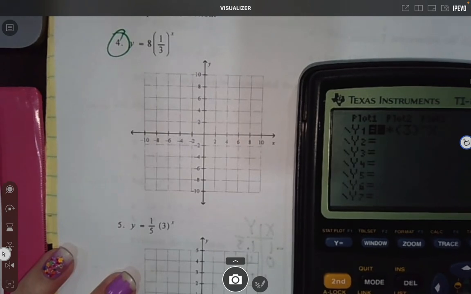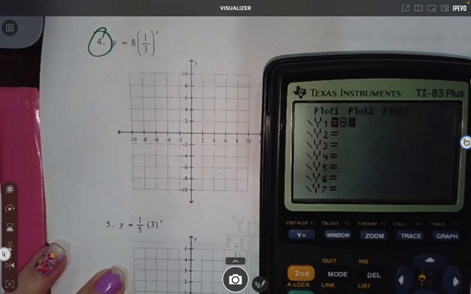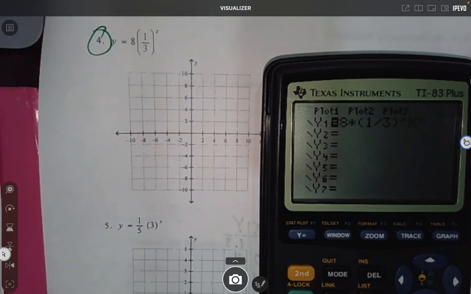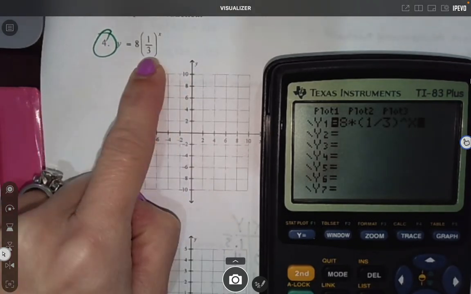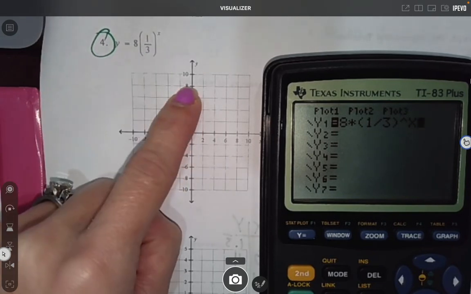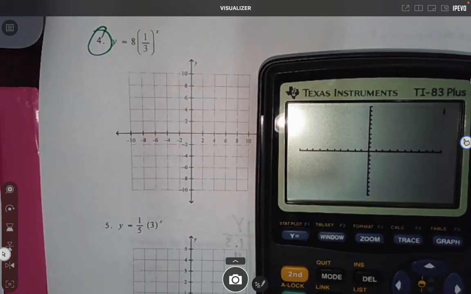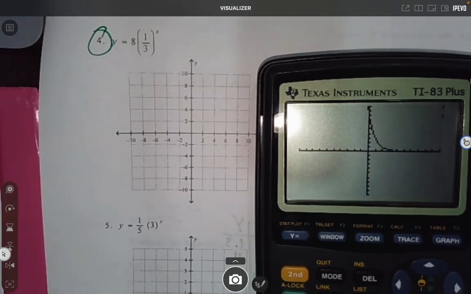All right, I'm going to go to y equals, and I'm going to type in 8 times 1/3. You probably don't have to put the multiplication sign to the x. Is everybody good with that? Yes, ma'am. Now, we know this one's going to be decay, right, because of the 1/3, and we know it's going to start at what number? Up here at 8, or at least that's what we think, but we've got our calculator to make sure. So when I graph it, there it goes, and it is decay.